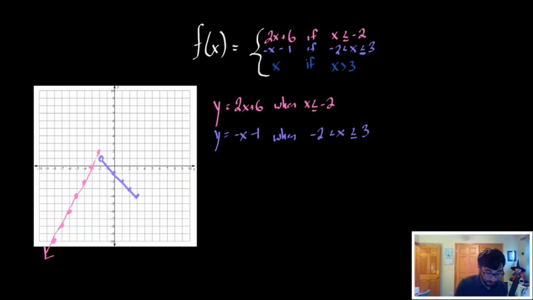Let me fix up the first one. I accidentally erased it a little bit. All right, so that is our second subfunction graph. Now the last one is y equals x when x is greater than or equal to 3. So a slope of 1 and a y-intercept of 0. So let's go ahead and graph that.